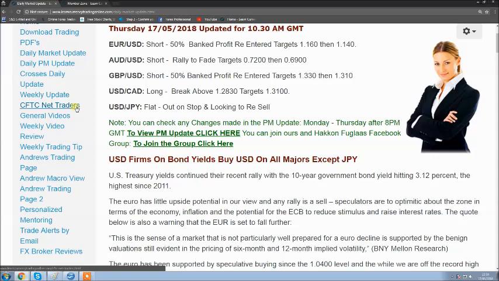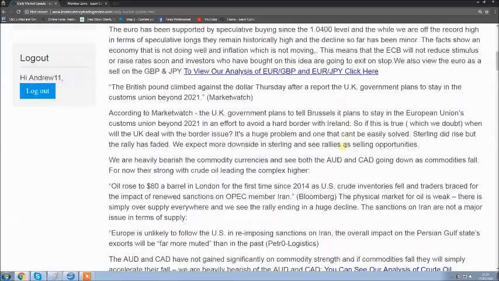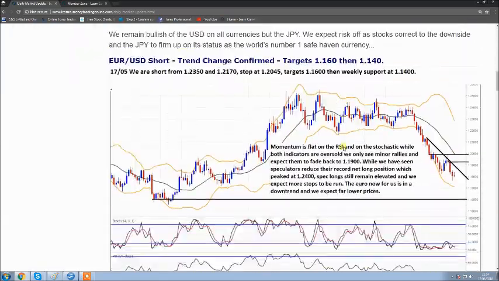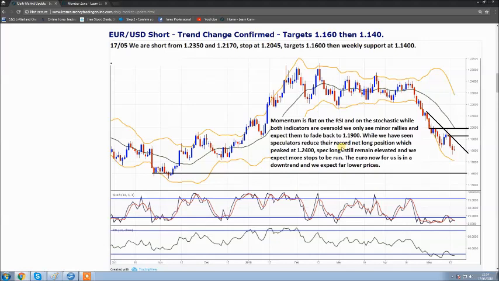But in just general terms, what we want to do with the CFTC Net Traders positions, basically look for speculators to be heavily long or short, and commercials, the smart money hedgers, to be against them. We will go with the commercials. Speculators always get caught out at big market turns, and you'll see a few examples. Right, let's go to Euro USD.